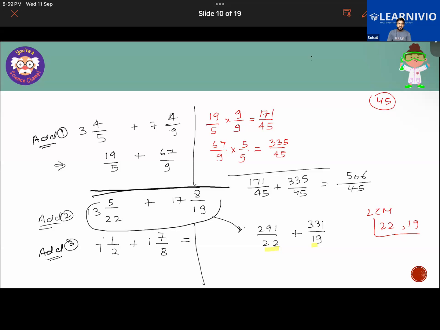Don't use the listing method. It will take too much time. Use the short division method. Okay. Use the short division method. The listing method will take too much time.